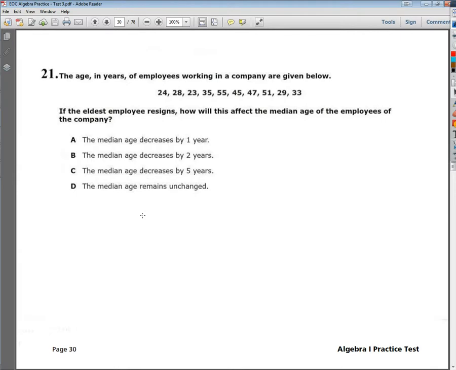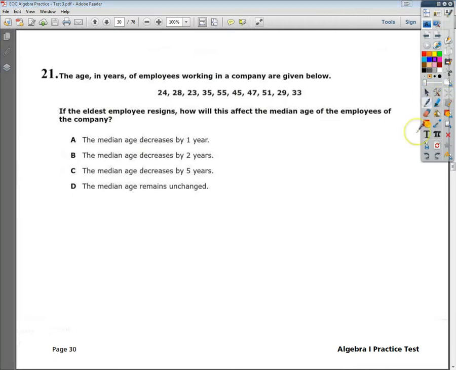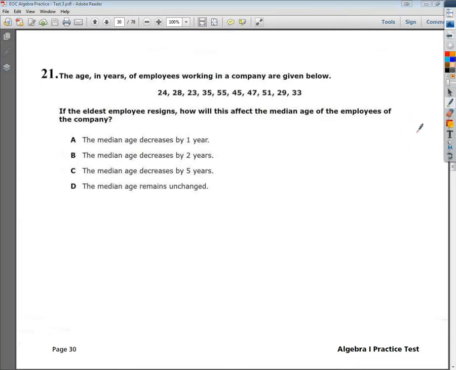Hopefully he or she has made their way to early retirement instead of resigning, because that's going to be tough on the insurance benefits or the, you know, unemployment benefits.